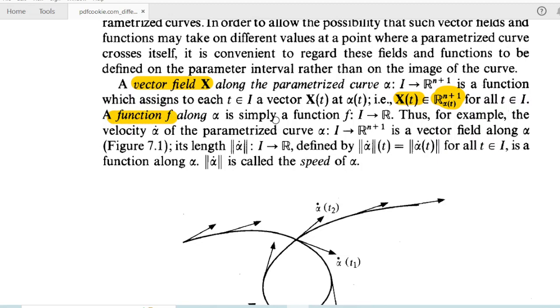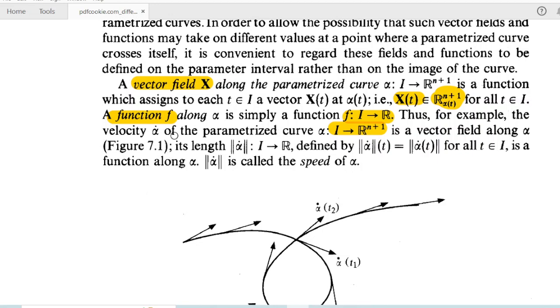Now we have the definition of a function f along alpha. A function f along alpha is simply a function f from I to R. We know what is a function. So simply it is a function from an interval to R. For example, the velocity alpha dot of the parameterized curve alpha from I to R^(n+1) is a vector field along alpha.